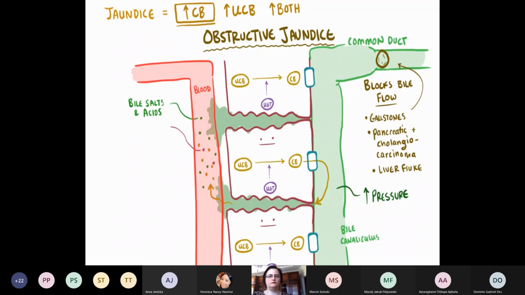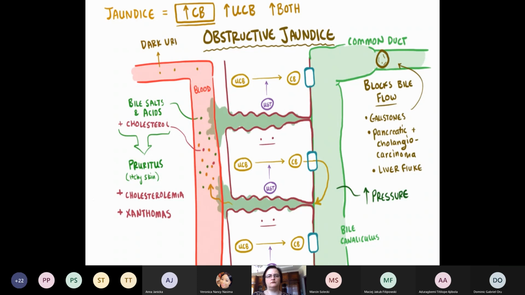Bile salts, bile acids, and cholesterol can all get into the blood. If they deposit into the skin, it can lead to itchiness or pruritus, but also lead to things like hypercholesterolemia and xanthomas. That excess conjugated bilirubin is excreted in the urine since it's water-soluble, which again leads to dark urine. Also, since you're losing a lot of bile, you won't be able to absorb fat as well, which, one, causes you to excrete a ton of fat, a condition called steatorrhea, and two, causes you to not be able to absorb as many fat-soluble vitamins as you need.